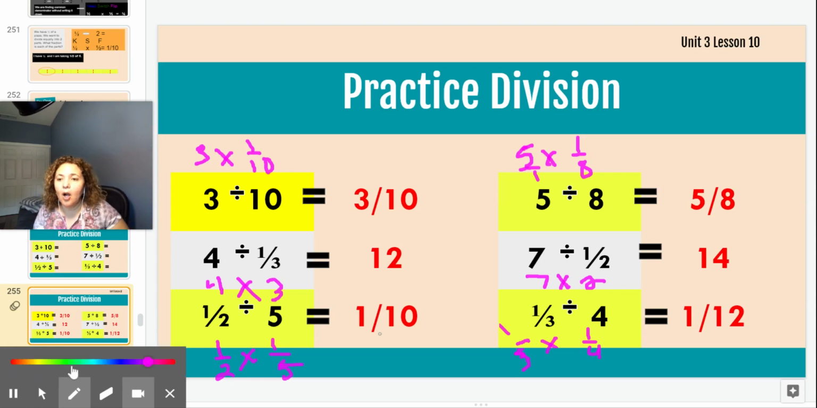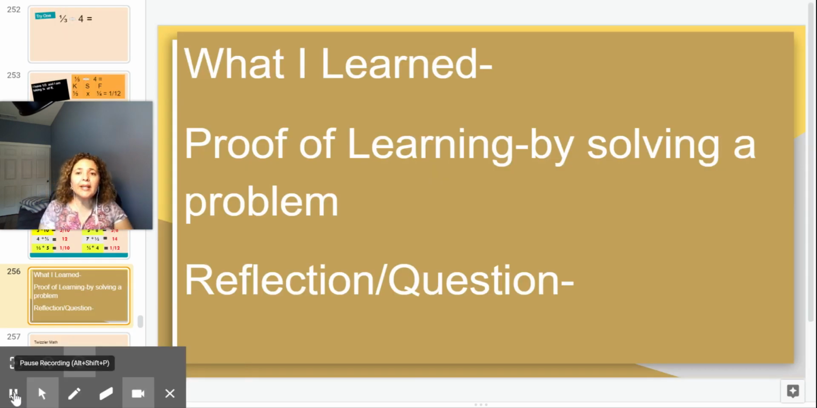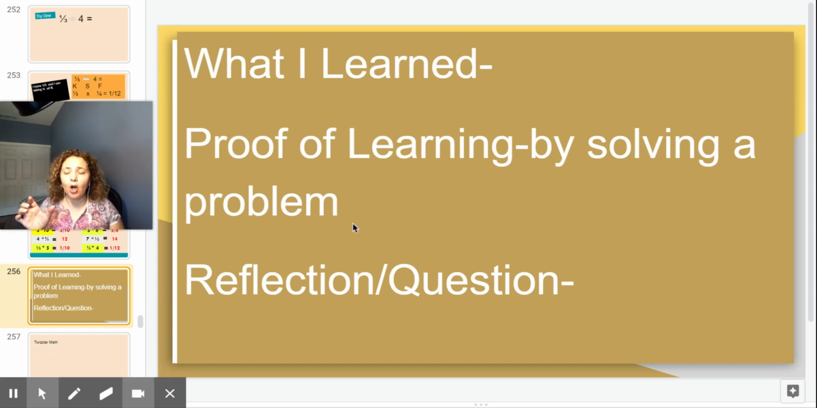Okay. All right. So what did you learn today? Write it down in your math notebook. Do a proof of learning by solving a problem. And really the focus of our lesson today was to divide a unit fraction by a whole number. So do a problem like that where your divisor is a whole number, your dividend is a fraction, right? A unit fraction. So your unit fraction should be first, then divided by your divisor, which is a whole number, and then get your quotient, which is your answer, and then write a reflection or a question you may have.